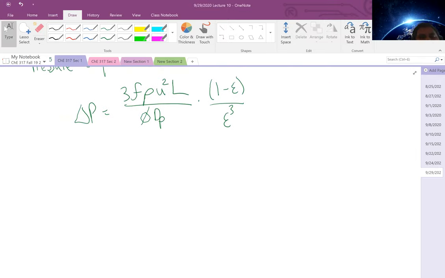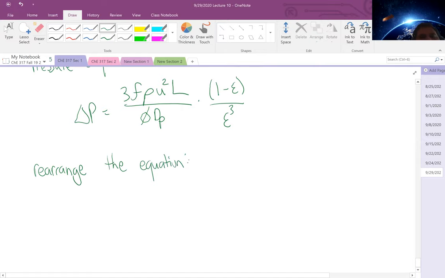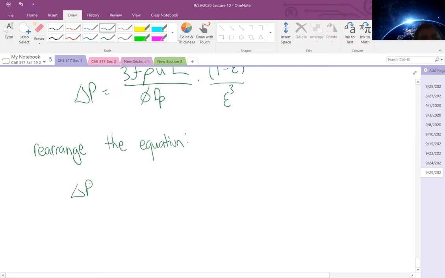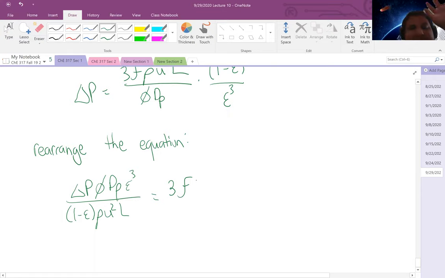If we wanted to rearrange this expression, we would find that if we lumped the majority of the terms together like this, we would get essentially delta P and all the stuff is equal to 3 times our friction factor. Which is important for a couple of reasons, primarily because what do we say happens to our friction factor at high Reynolds number?